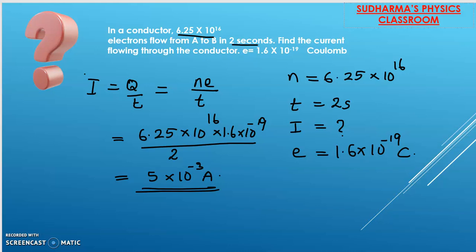This is the SI unit, and another way we can write this is 5 milliampere current flowing through the circuit. In which direction? This question is specific about the direction of electrons that is given in the question. Direction of electrons is from A to B, so the direction of current is from B to A. Here we are applying the knowledge: the direction of conventional current is opposite to the flow of electrons.